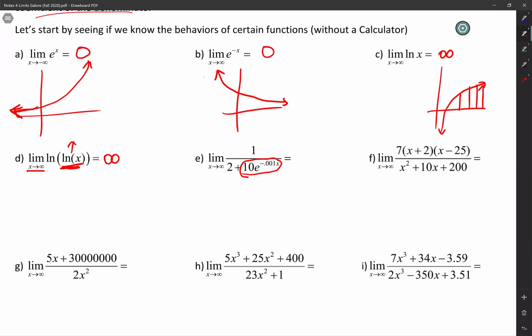So how does this part look as x approaches infinity? Guys, it does not matter. Who cares that there's a 10? I have e to the negative some coefficient x. So that part still looks like this. It's still going to approach 0 as x approaches infinity, just like the 10 e to the negative 0.001 x. So what does that mean? That means that my end behavior just looks like 1 over 2. So I have a half.